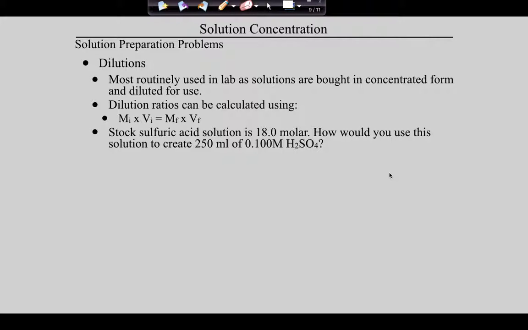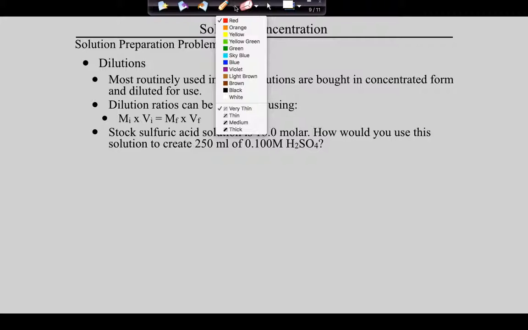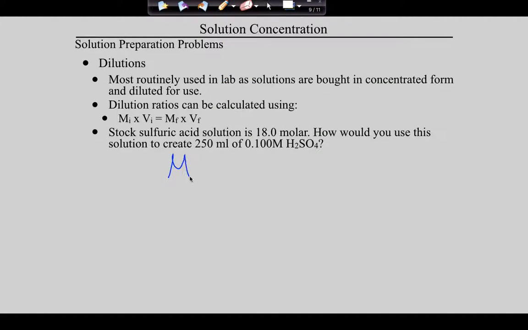Here's the answer. Do this with me. So guys, we're going to go molarity initial times volume initial is equal to molarity final times volume final. Now we're going to plug in the data that we know and solve for what we don't. So guys, what is the initial molarity of the acid? 18 molar. Nitric is about 16 molar. Hydrochloric is about 12. But this is 18 molar.